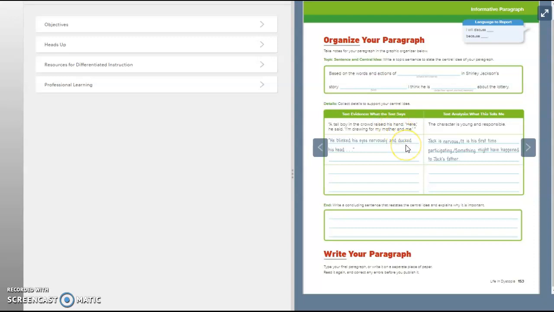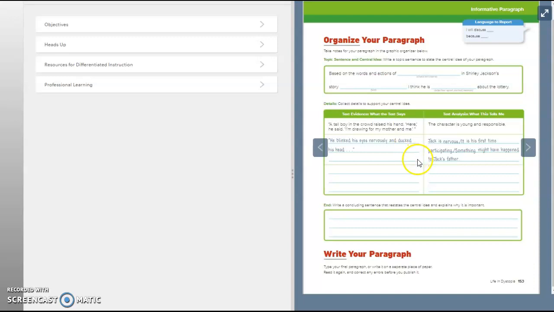Now looking at "a tall boy in the crowd." I can't remember the boy's name, but he's the young man who was picking to represent his mother because his father wasn't there, I believe. "A tall boy in the crowd raised his hand. 'Here,' he said. 'I'm drawing for my mother and me.' He blinked his eyes nervously and ducked his head." The character is young and responsible. Jack is nervous. It is his first time participating. Something might have happened to Jack's father. So that gives us an idea there.